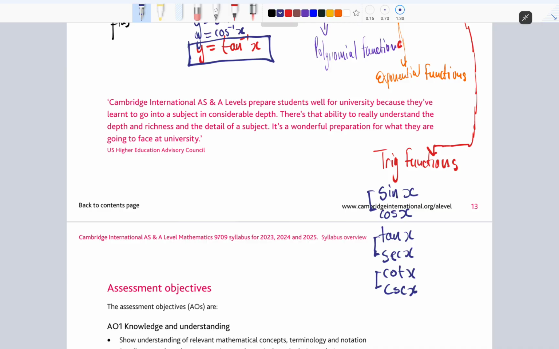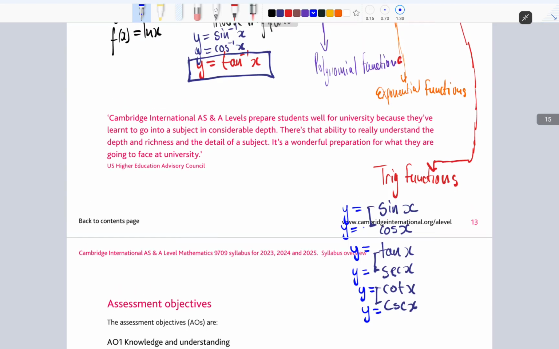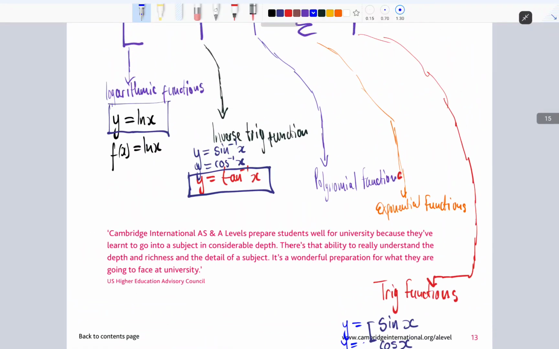These are the 6 trig functions, and guess what? You gotta know their derivatives, all 6 of them. For some you're just going to get it in the MF19, but I'm going to show you because it is good and it's easy. So we have y equal to sine x, y equal to cos x, y equal to tan x, y equal to sec x, y equal to cot x, y equal to cosec x. These are your trig functions, 6 of them: sine, cos, tan, sec, cot, and cosec.